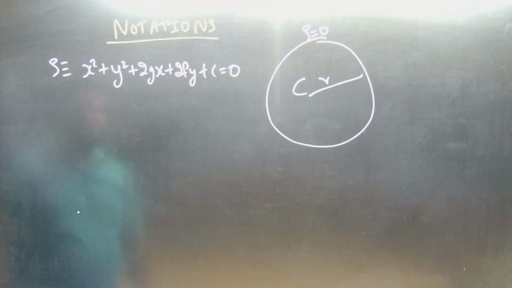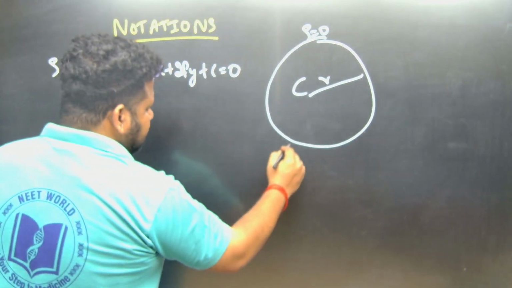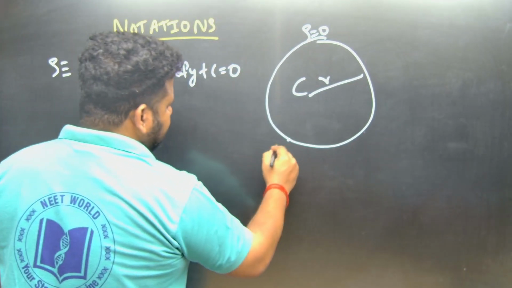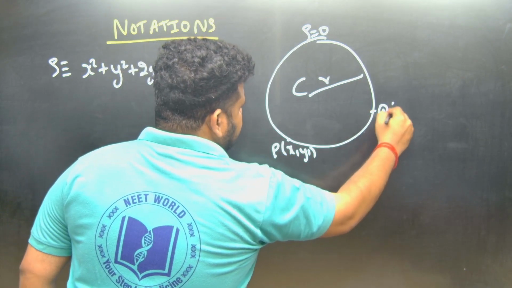Now let us take 2 points here. On the circle, let there be a point P (x1, y1) and another point Q (x2, y2).